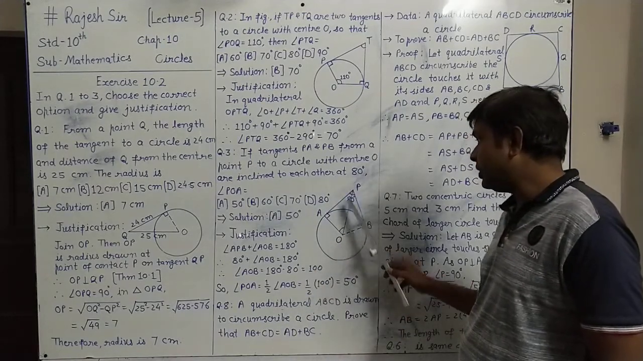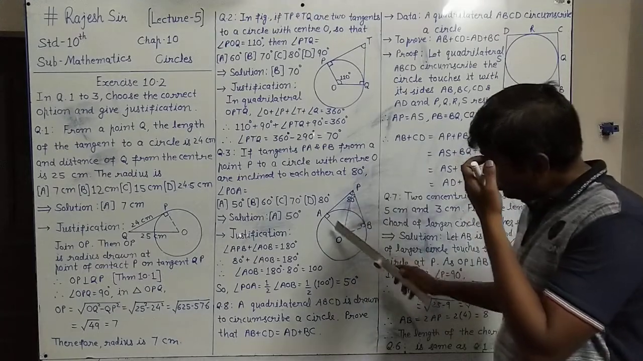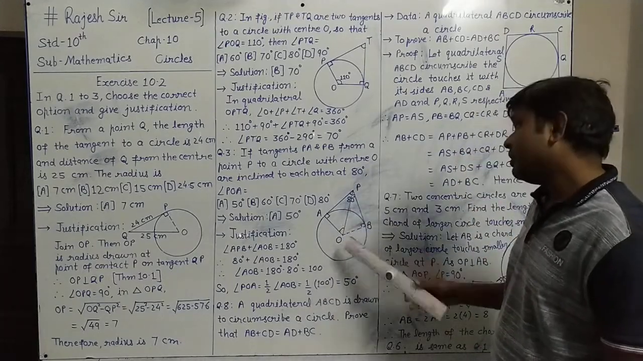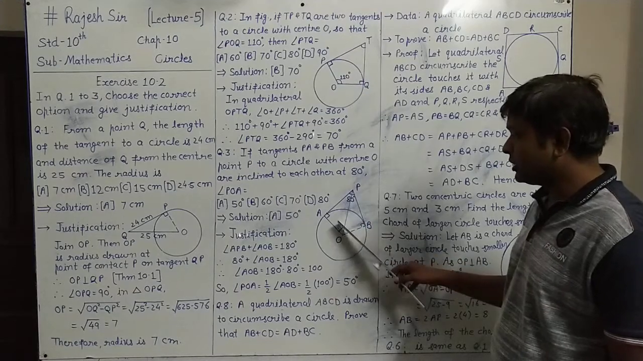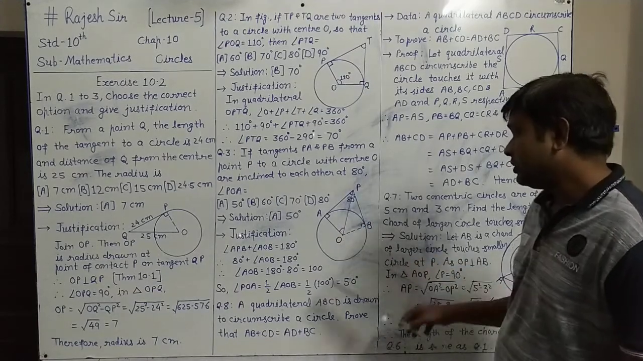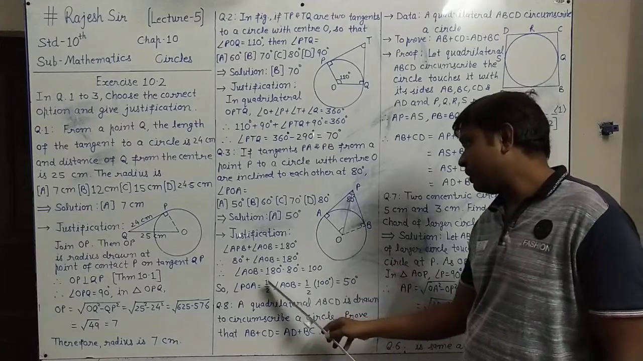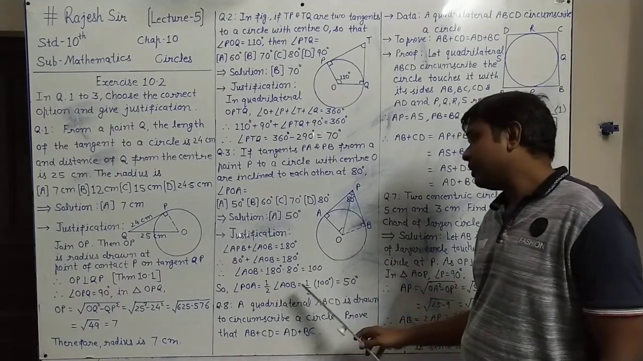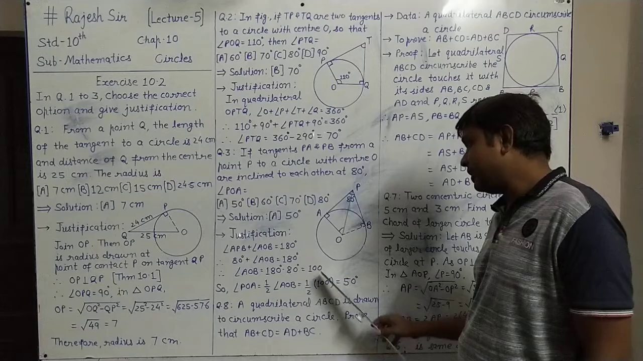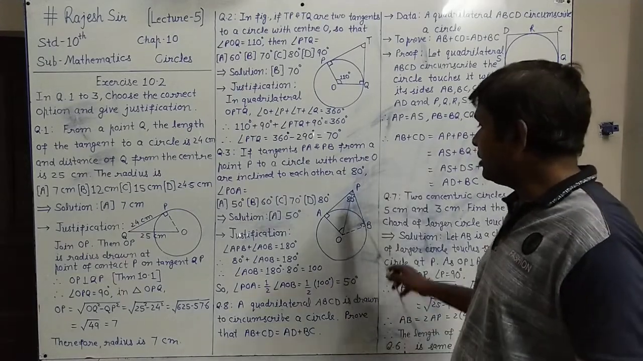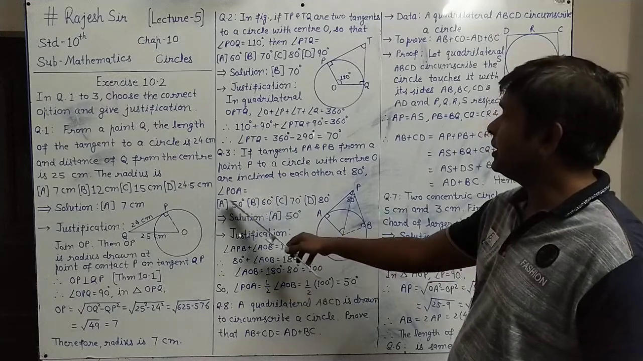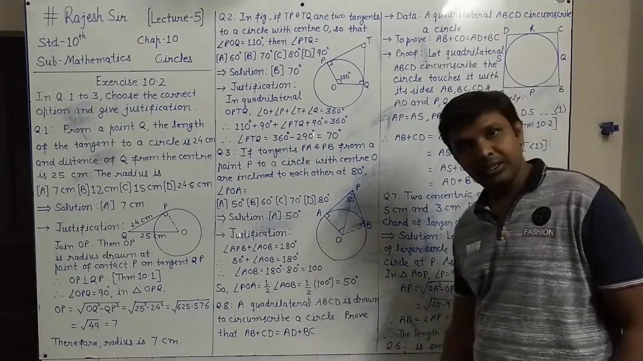But we want angle POA. OP is the bisector of angle AOB, so this angle will be half of AOB. Therefore angle POA equals half of angle AOB, which is half of 100. Half of 100 is 50 degrees. So angle POA is 50 degrees, that is option A. So option A is our answer.